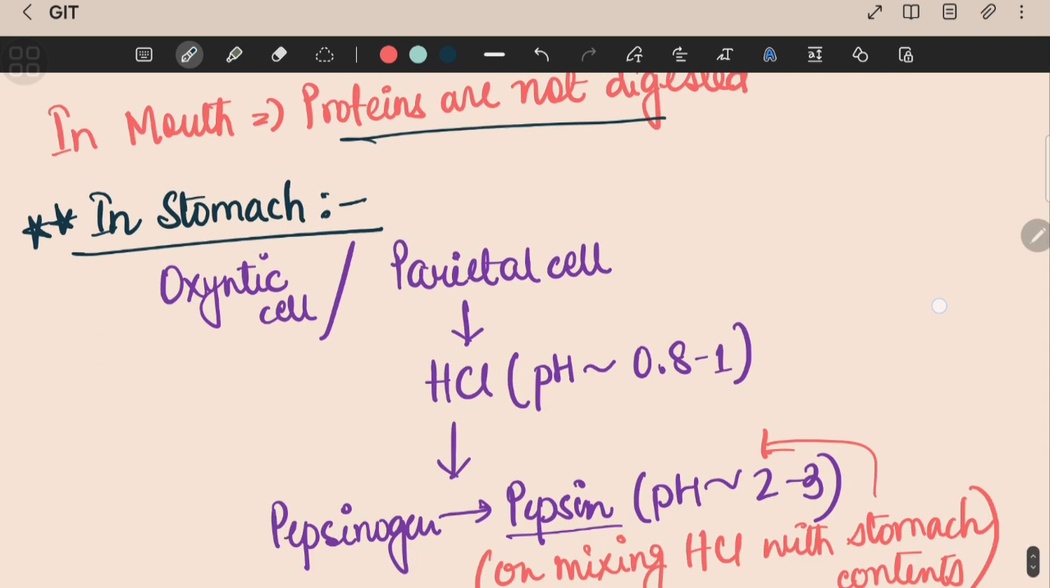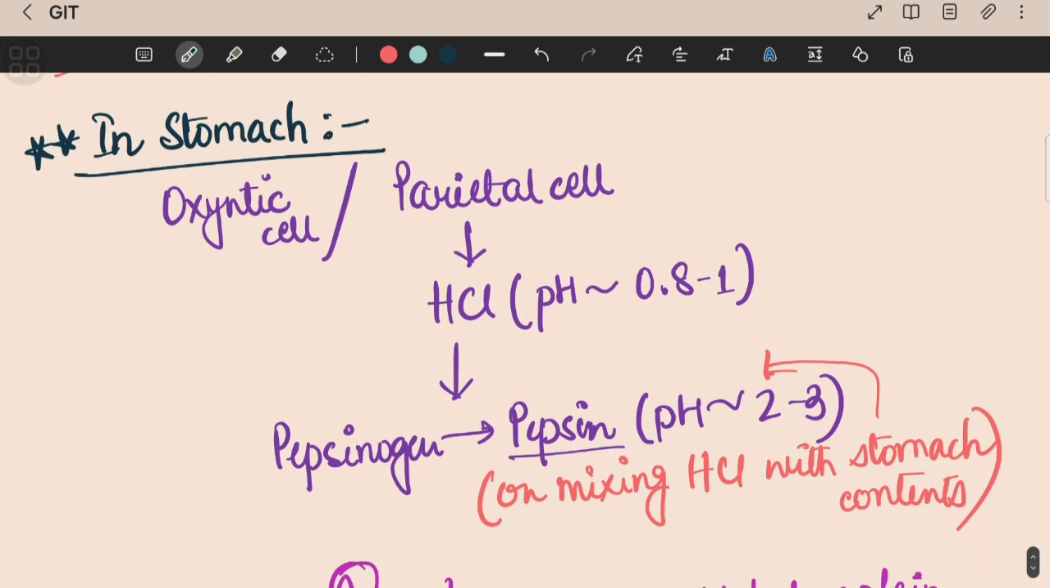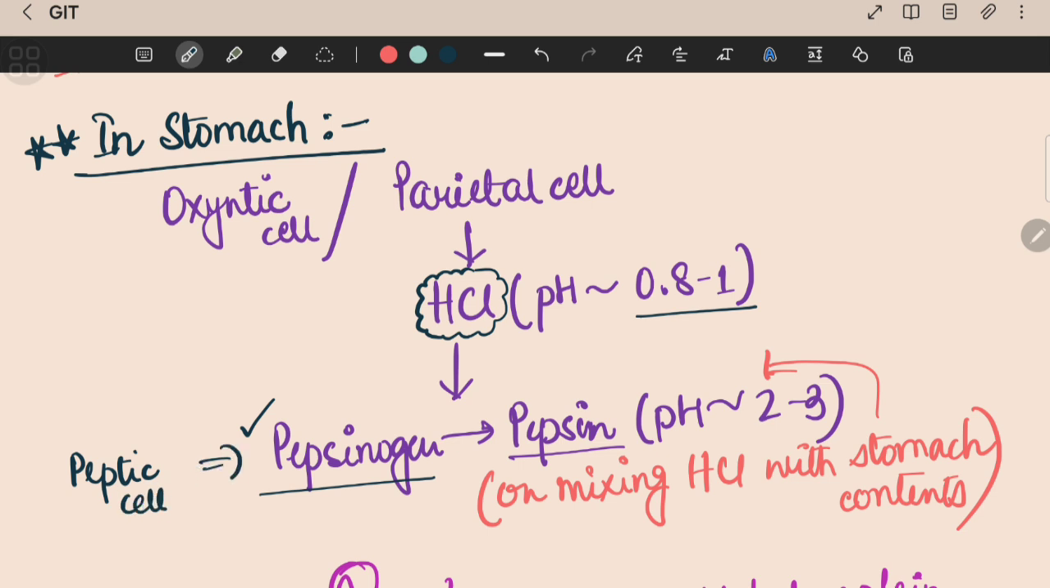Coming on to the stomach region, we have different types of cells, like the oxyntic cells or the parietal cells. These cells, we all know, produce HCl, and I have discussed the machinery of production of HCl. That HCl has a very low pH of 0.8 to 1. This HCl activates the proenzyme, the zymogen pepsinogen. Pepsinogen is produced from the peptic cells, and it is acted upon by the HCl and converted into pepsin.